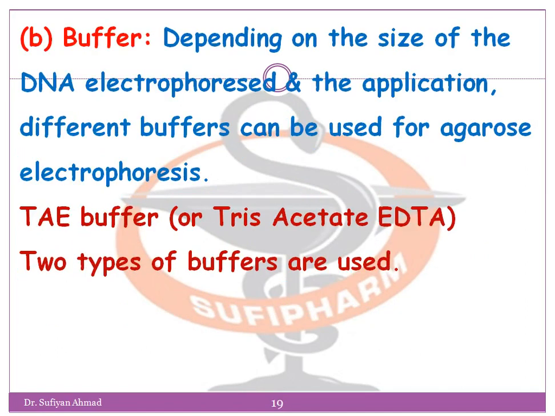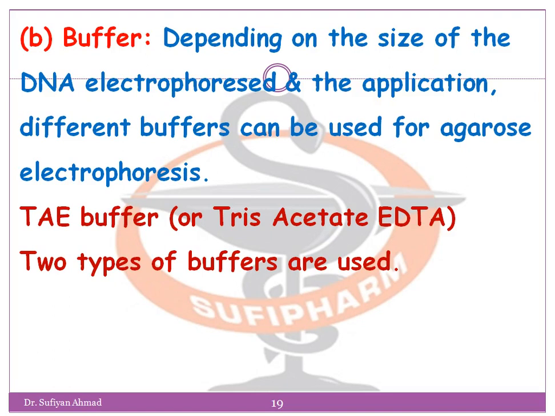Second, buffer. The gel is immersed within an electrophoresis buffer that provides ions to carry the current and some type of buffer to maintain the pH at a relatively constant value. Depending on the size of DNA, electrophoresis and applications, different buffers can be used. For agarose electrophoresis, the TAE buffer, or Tris-acetate EDTA, is the most commonly used agarose gel electrophoresis buffer.